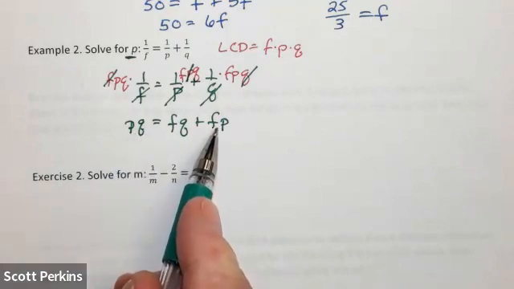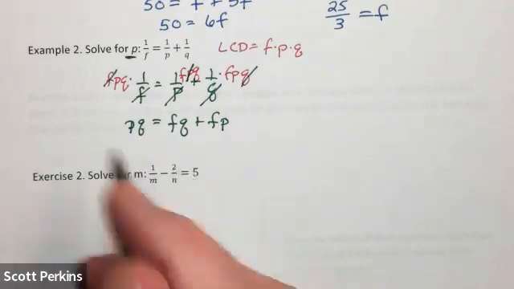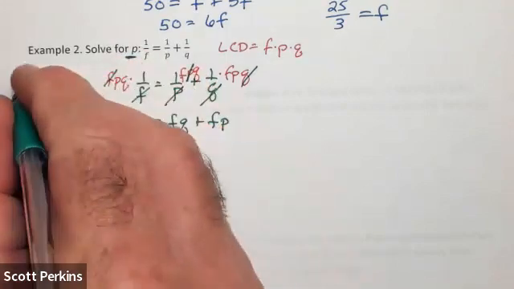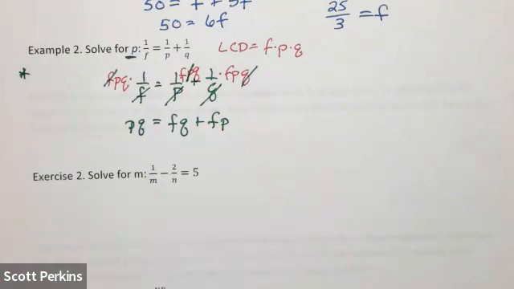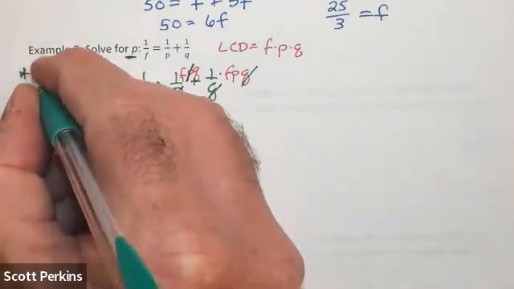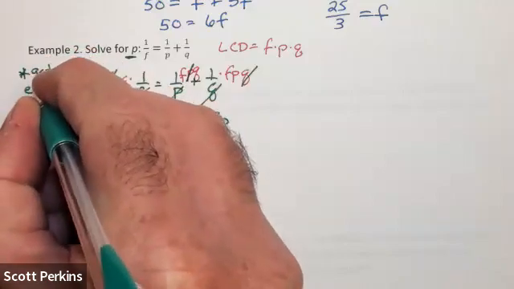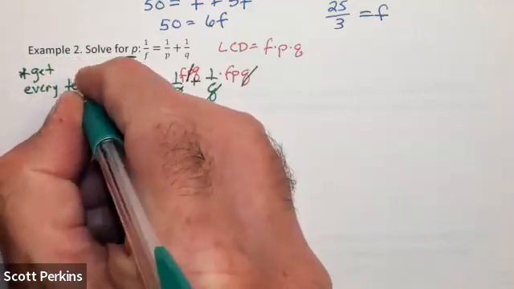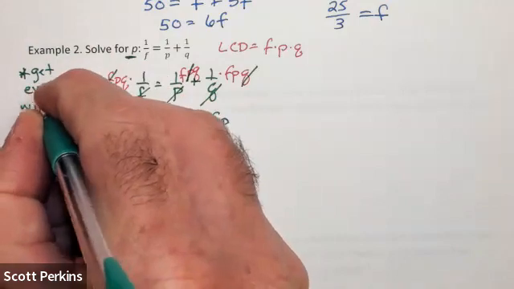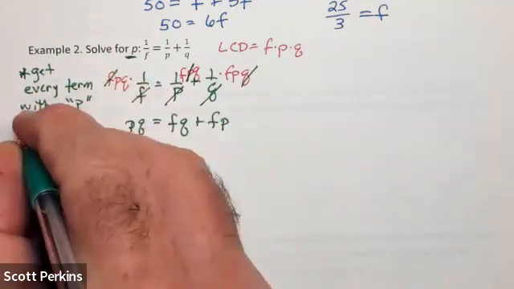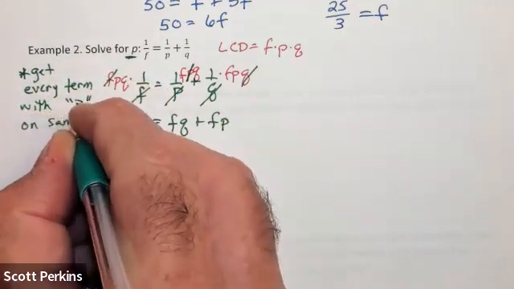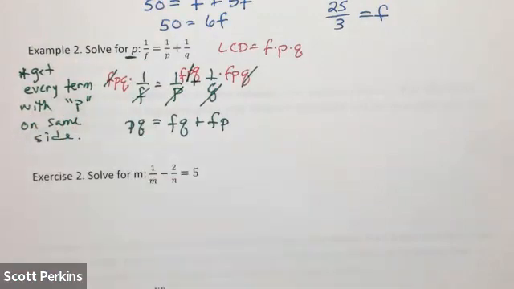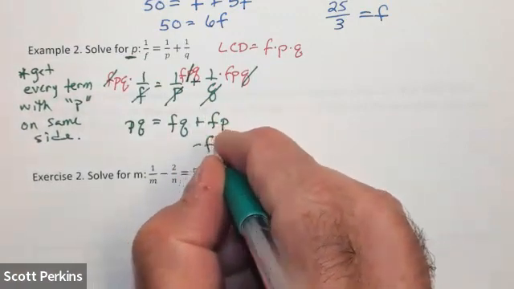So what I'm going to do is I'm going to get that over to this side. So let me just make a little note for you. When you're asked to solve for a variable, you have to get every term with that variable on the same side. Okay. So get every term with the P on the same side. Now, sometimes there's only going to be one term with the letter you're solving for, but this time there was two. So what that means is I'm going to subtract f times p.